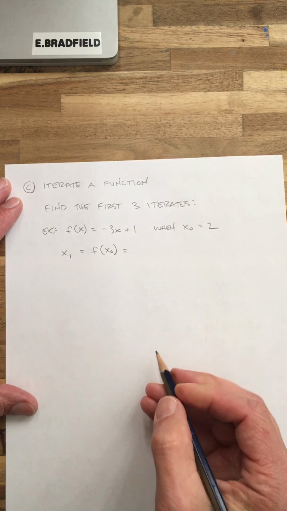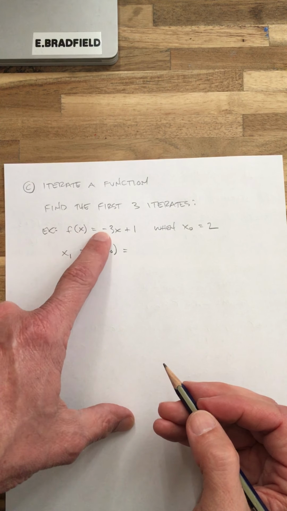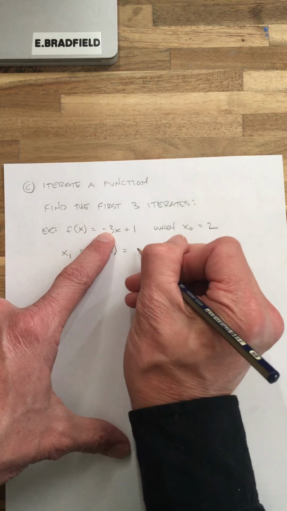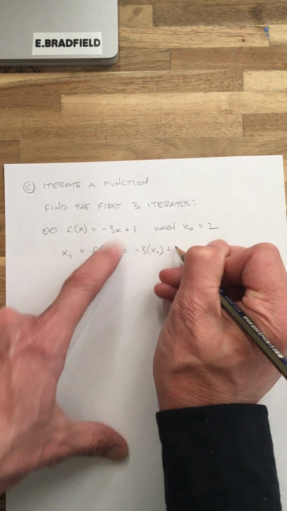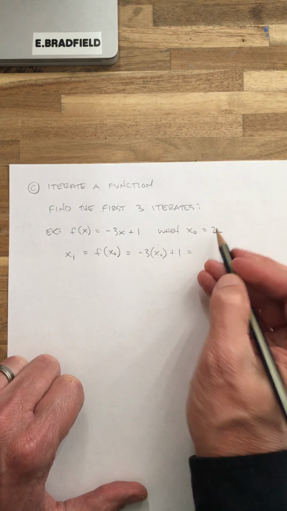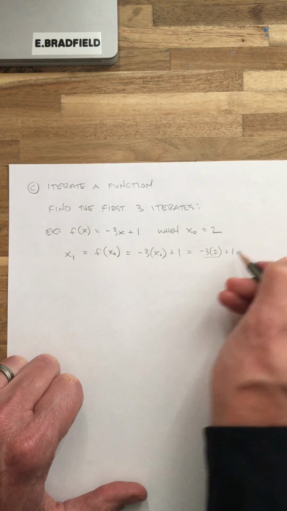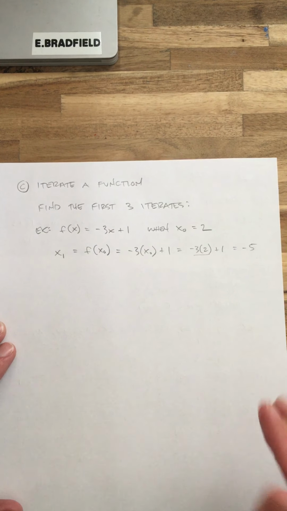What's that going to be? f of x is negative 3x plus 1, so f of x naught is going to be negative 3x naught plus 1. Remember, x naught is 2, so this is negative 3 times 2 plus 1, which is negative 6 plus 1, which is negative 5. So there's the first iterate.